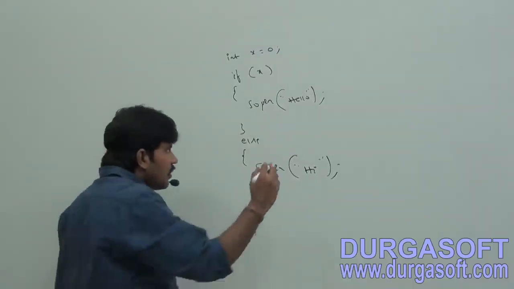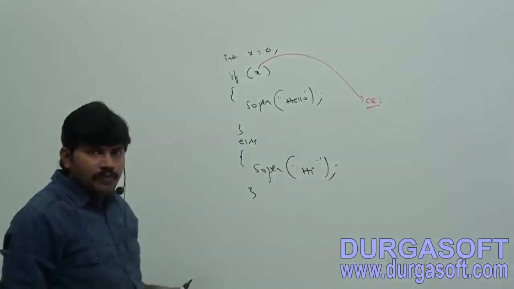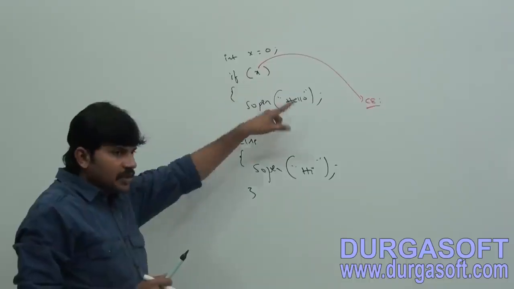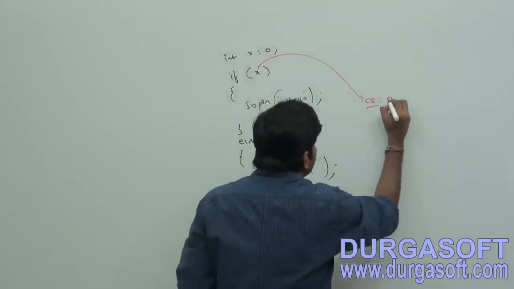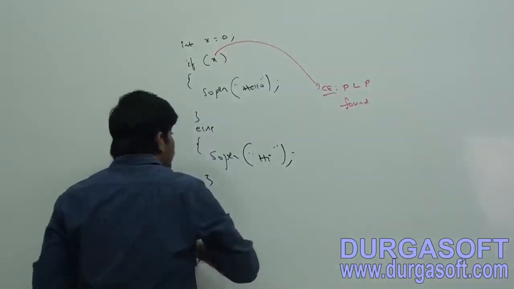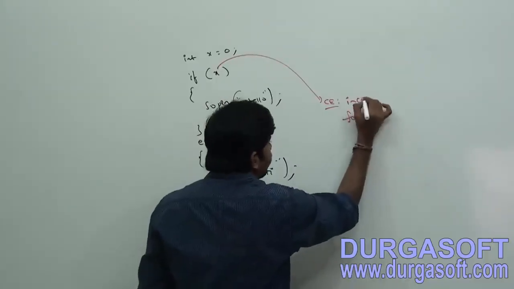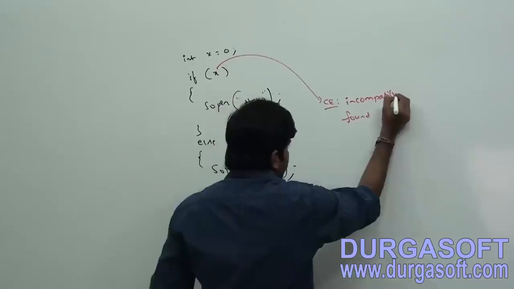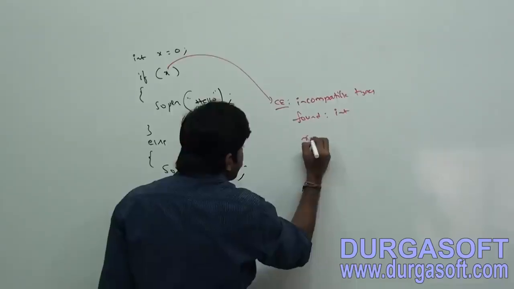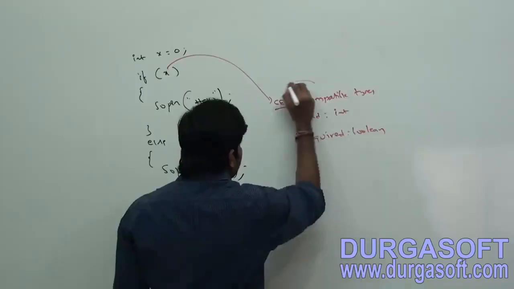int x is equal to 0, if of x hello else hi. What is the answer? The compiler is always expecting a boolean in if, but in place of boolean what are we providing? An int. That's why the compiler says incompatible types, not possible loss of precision. There is no compatibility. Incompatible types: found int, required boolean.